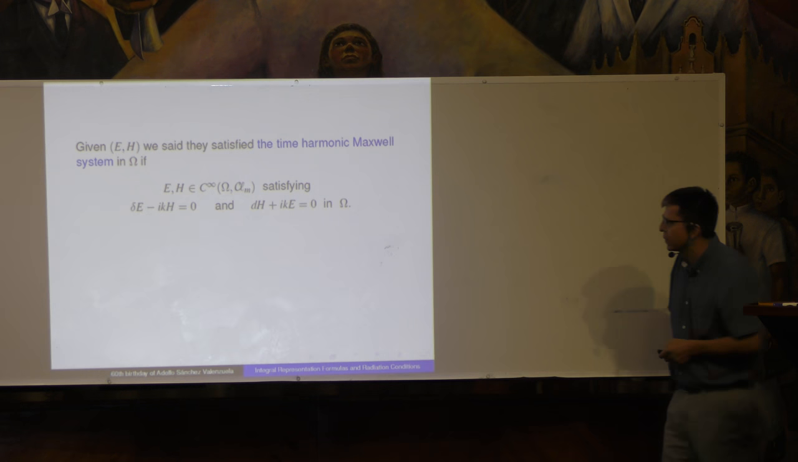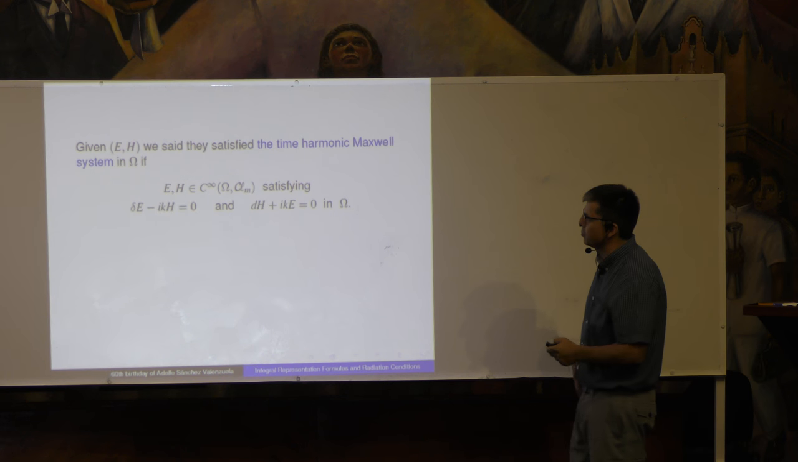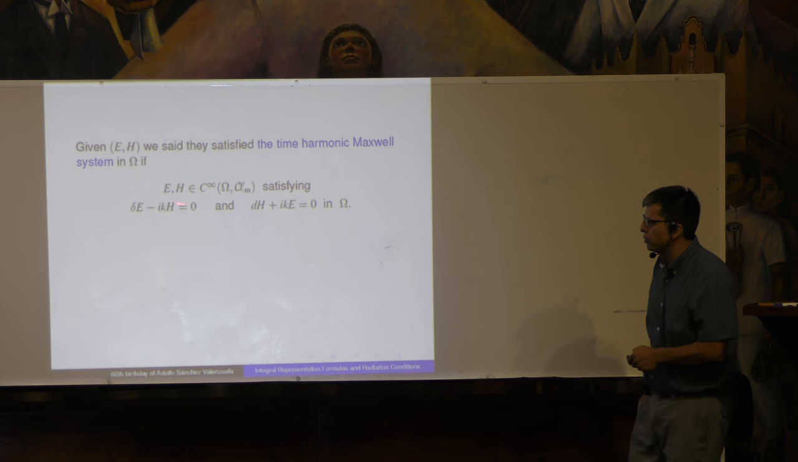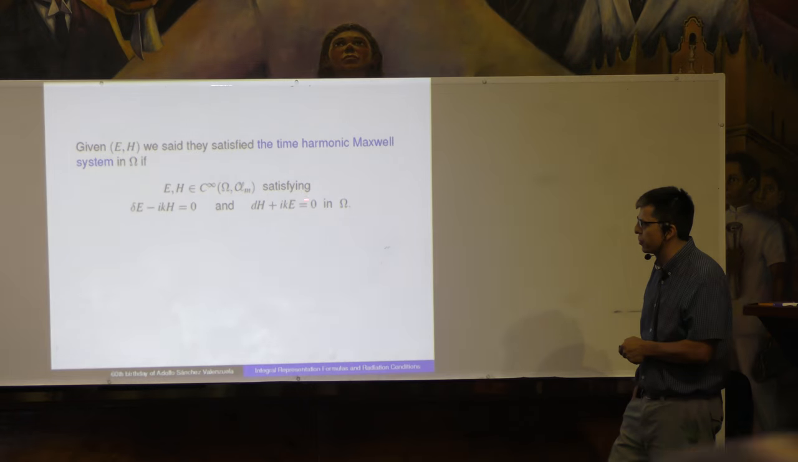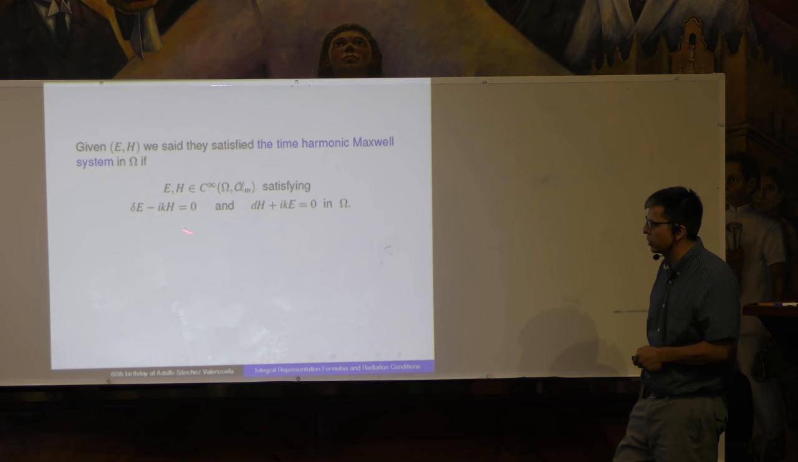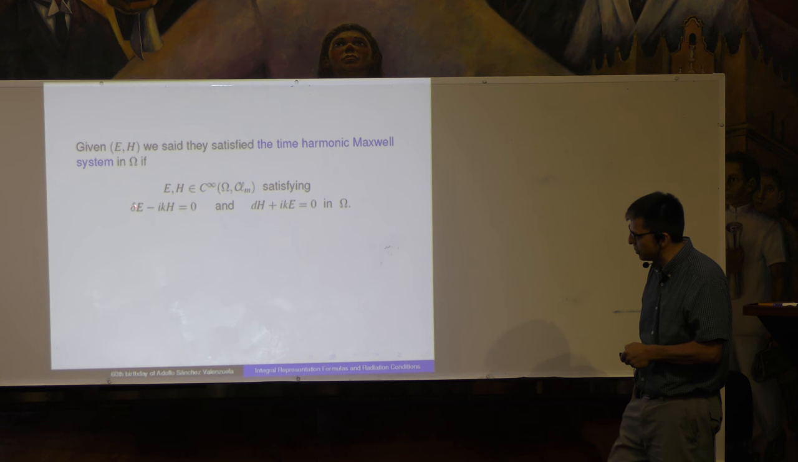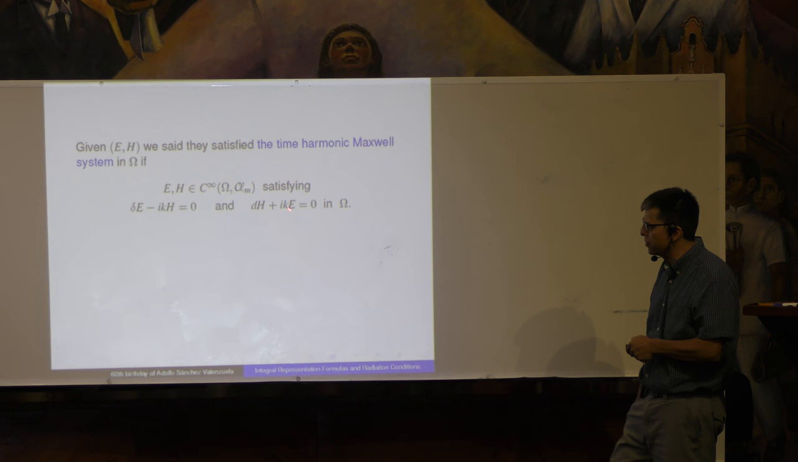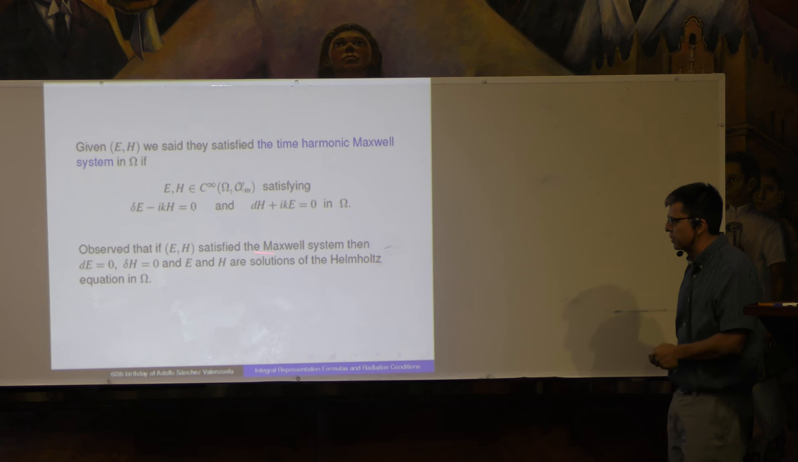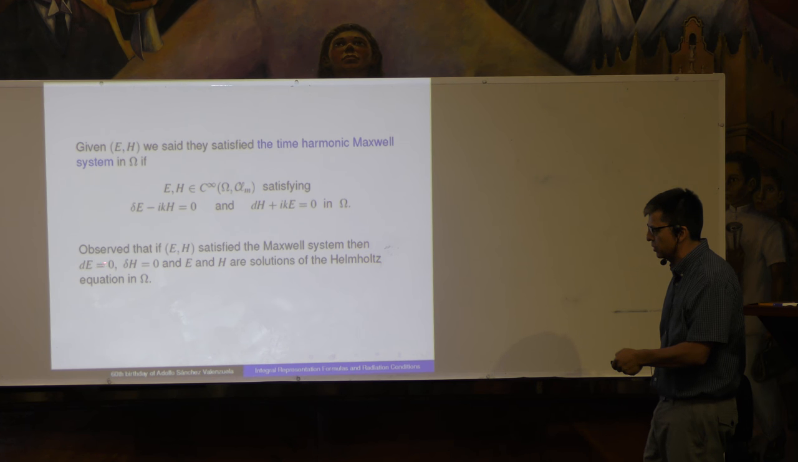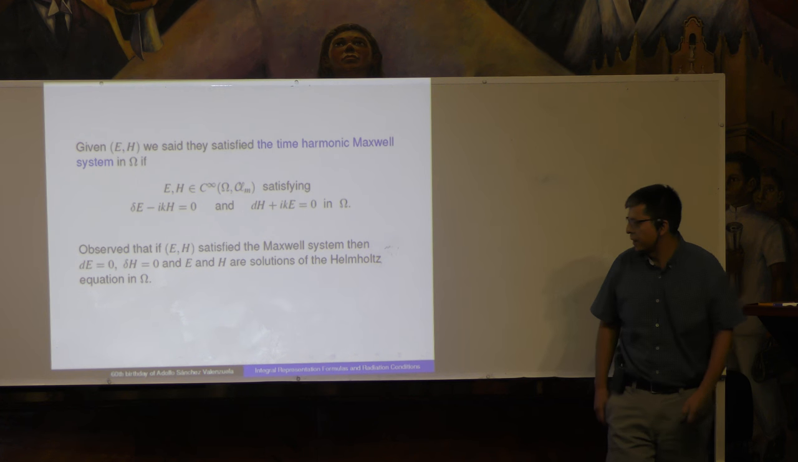And so the time-harmonic Maxwell system will be two functions with C infinity, with values in the Clifford algebra, which satisfy this system. So the interior derivative of E equal to ik H, and the exterior derivative of H equal to minus ik E. And very important is that if they satisfy the Maxwell system, then of course delta E is zero and delta H is zero, and E and H are solutions to the Helmholtz operator.